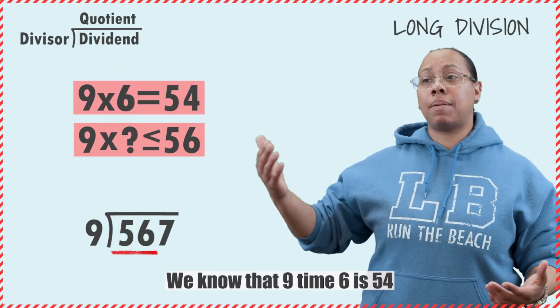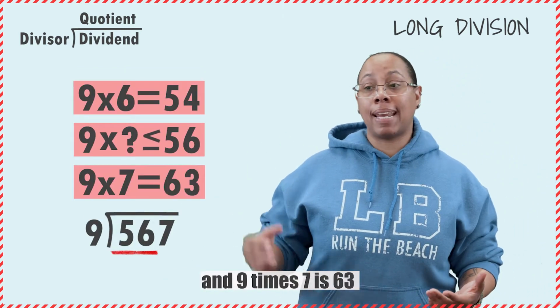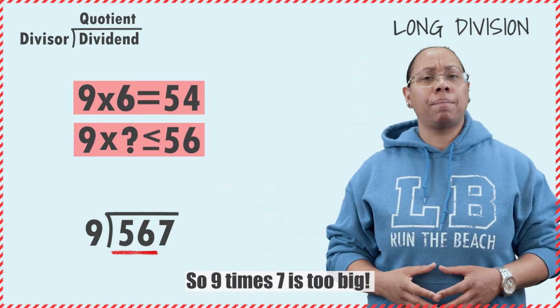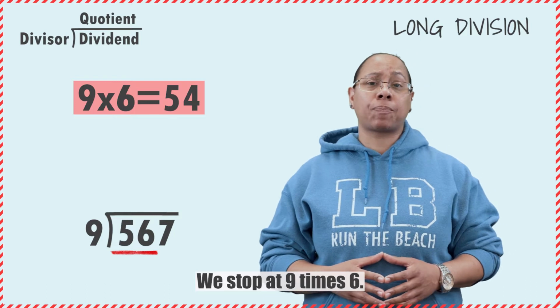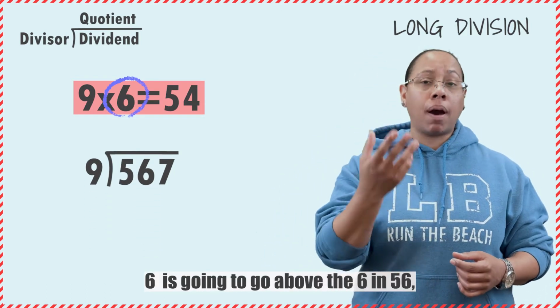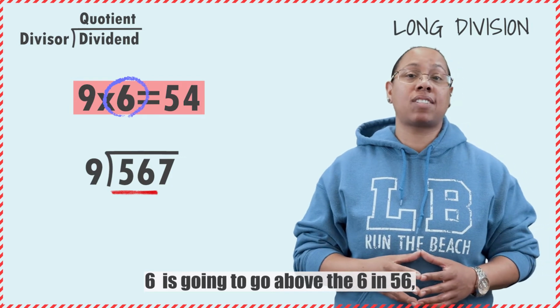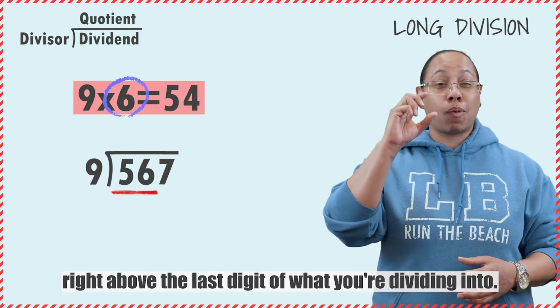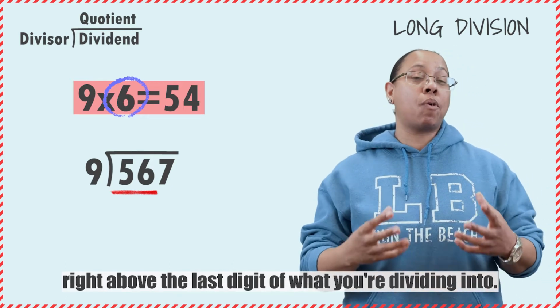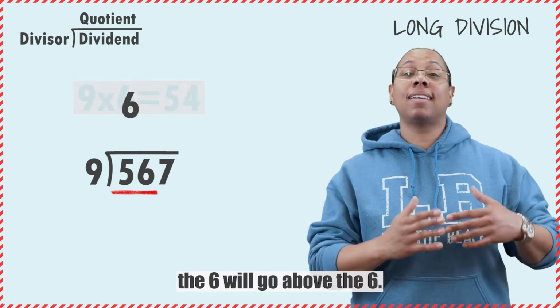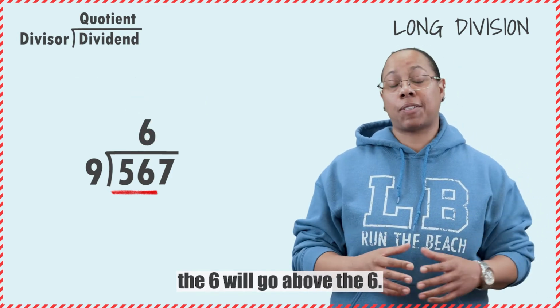We know that 9 times 6 is 54, and 9 times 7 is 63. So 9 times 7 is too big. We stop at 9 times 6. Since it fits 6 times, 6 is going to go above the 6 in 56, where our quotient will go. So you always want to write your answer right above the last digit of what you're dividing into. Since we divided into 56, the 6 will go above the 6.